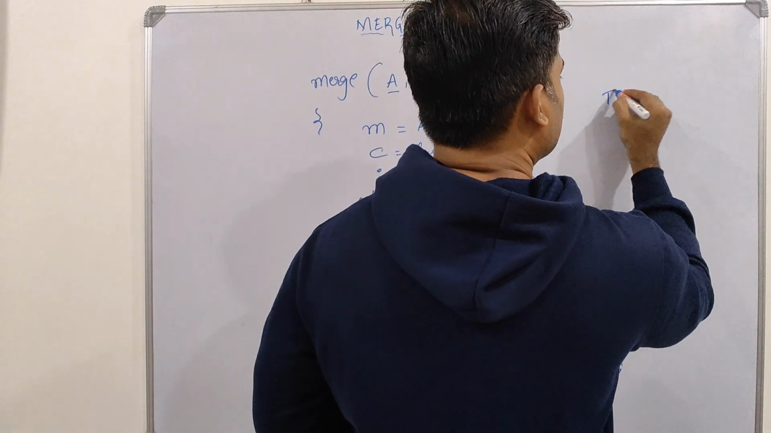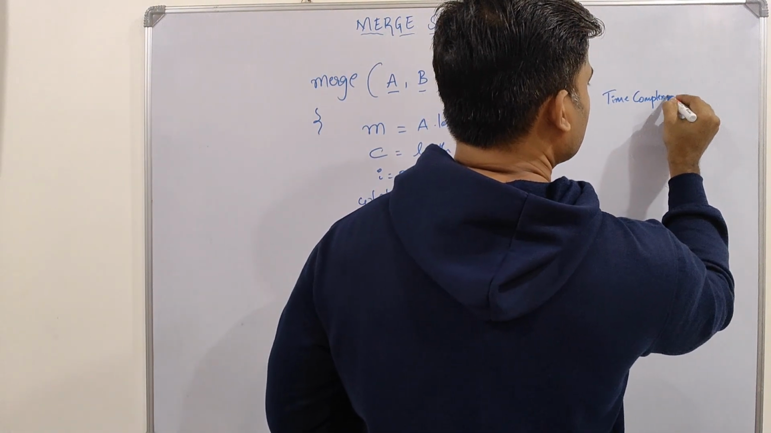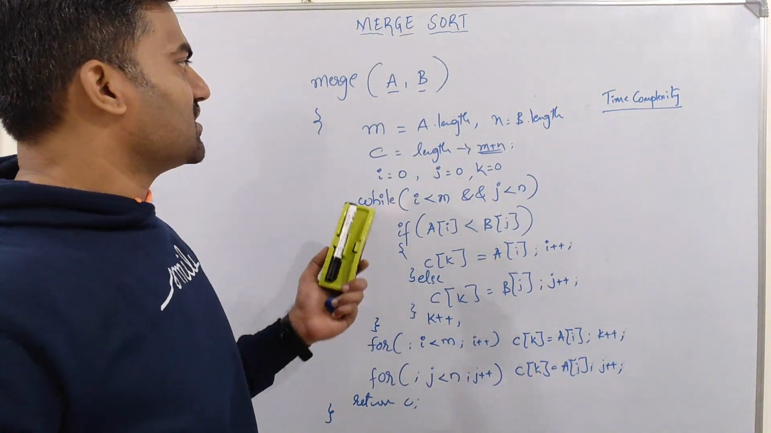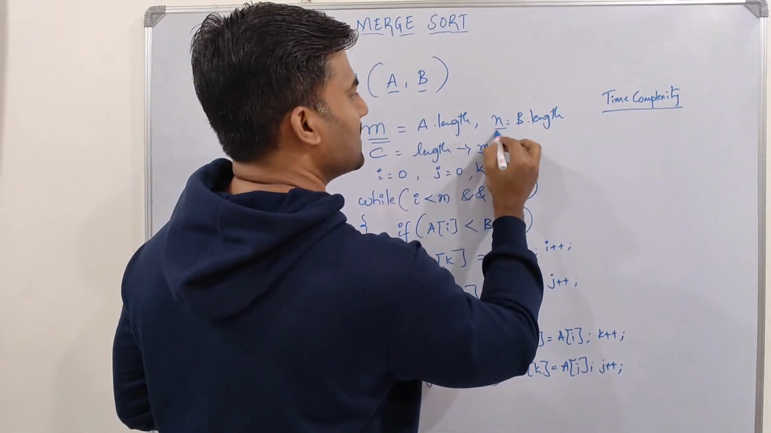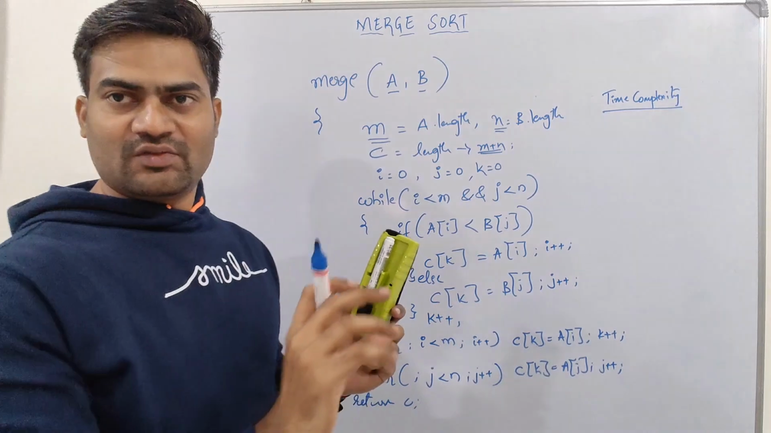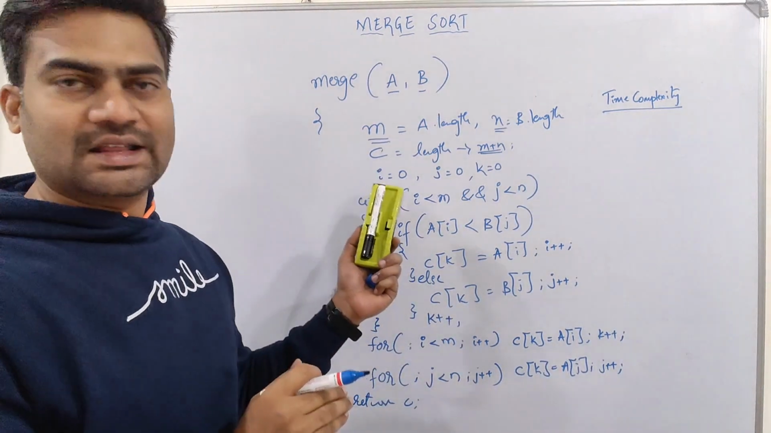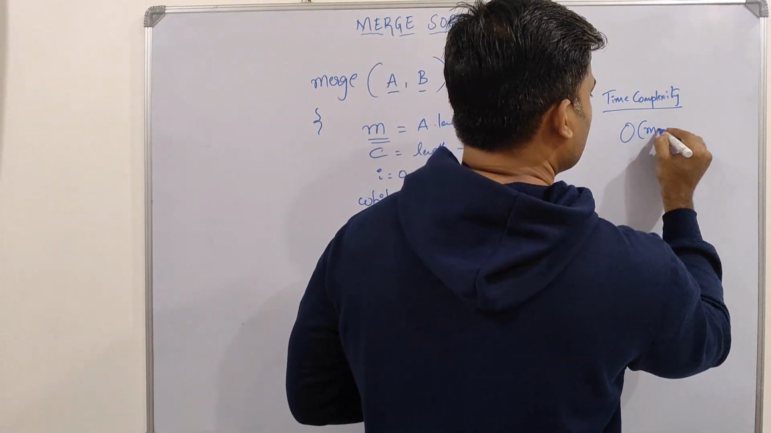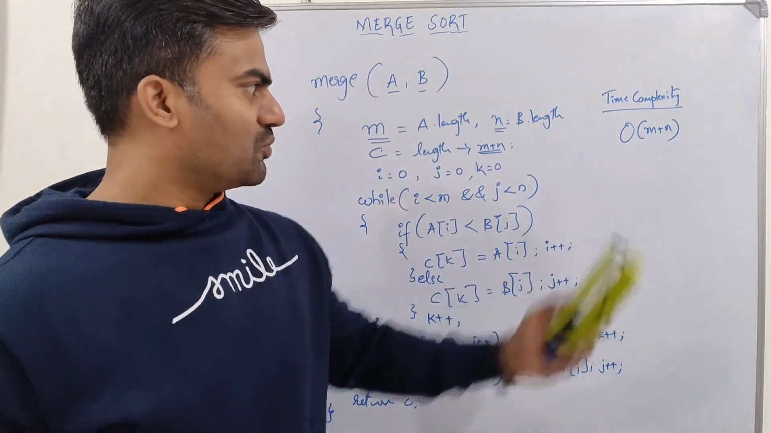What is the time complexity? For this merge procedure, since m is the length of array A and n is the length of array B, what exactly we are doing is comparing and then copying to our third array. So basically it is of order m plus n. Okay, this is the time complexity.